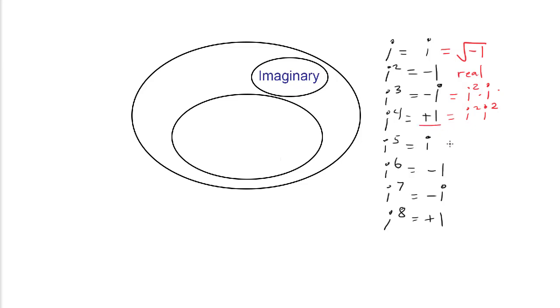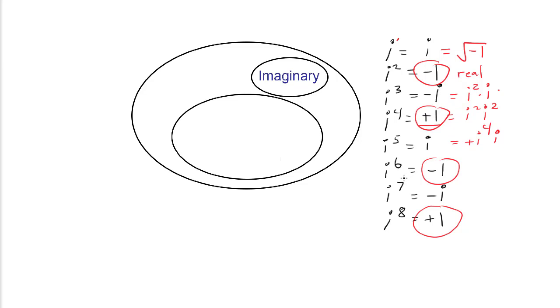And then we go i to the fifth. Well, what exactly is that? That's positive 1 for i to the fourth times i, which essentially is just i. And then i to the sixth is negative 1, and i to the seventh is negative i, and i to the eighth is plus 1. So two things you might notice going on here. Number one, every even exponent is a real number alternating between plus 1 and minus 1. So if I have any even exponents, I know I have a real number. If I have an odd exponent of i to the first, i cubed, i fifth, i seventh, I'm looking at imaginary numbers that alternate between plus i and minus i.